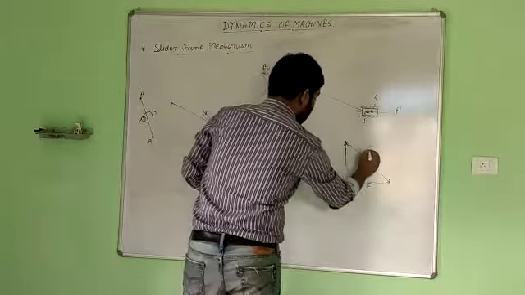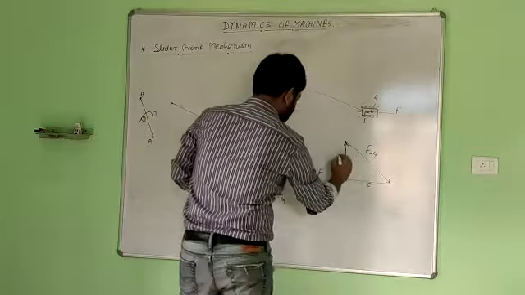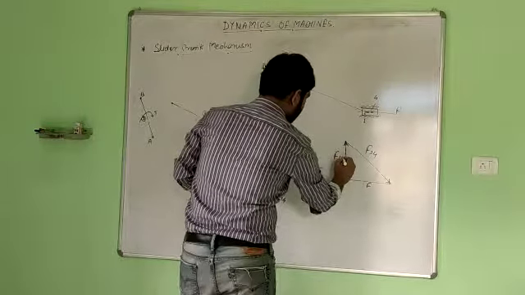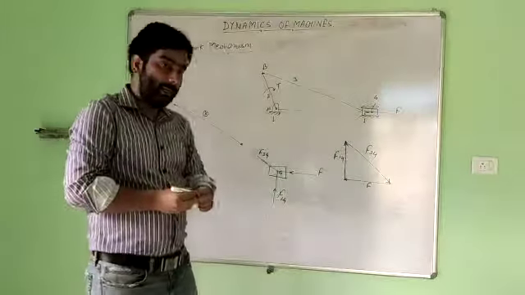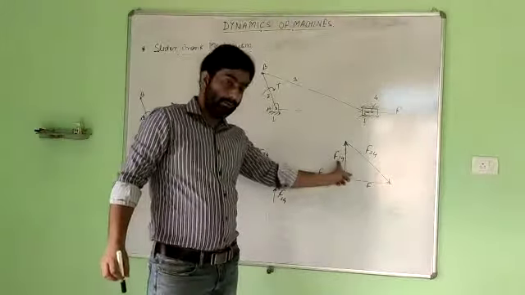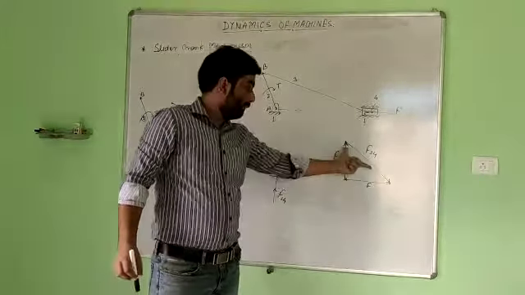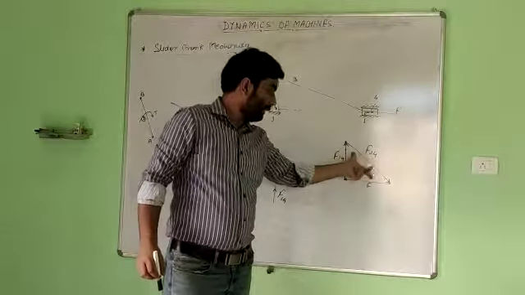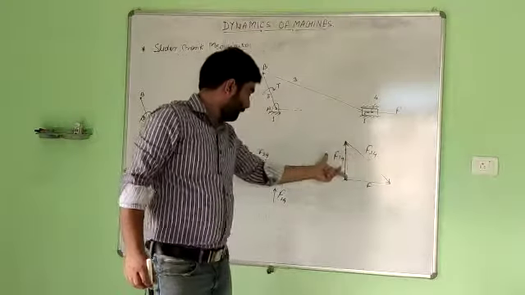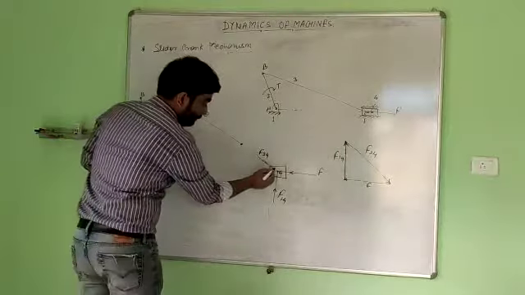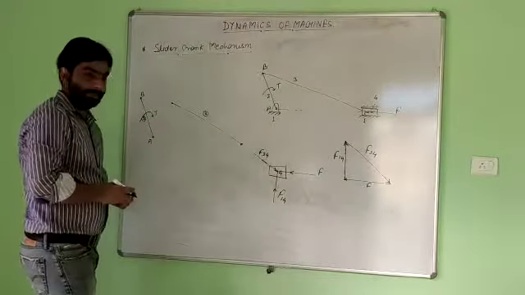This force will be equal to F34. This force will be equal to F14. Now we have the magnitude of F14, we have the direction of F14, we have the magnitude of F34, and the direction of F34. So now we have F34.